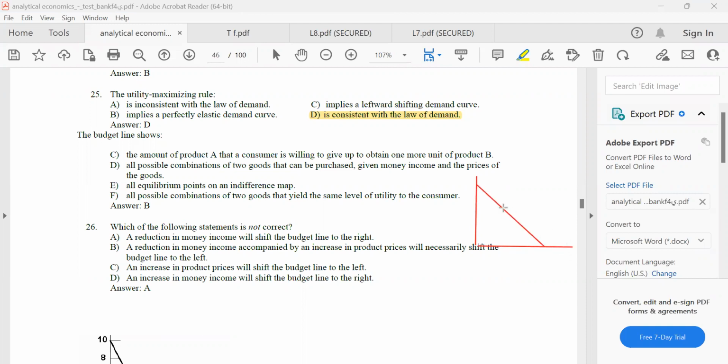ده كده بالنسبة لي البادجت لاين، وده كان برودكت X وده كان برودكت Y، والنقطة دي كانت بتريبريزنت maximum of X وده كان maximum of Y. فاحنا عندنا maximum of Y و maximum of X. يبقى the budget line shows all possible combinations of two goods that can be purchased given money income and the prices of the goods. All possible combinations of two goods اللي نقدر نشتريهم والمعطى بالنسبة لك الماني income.